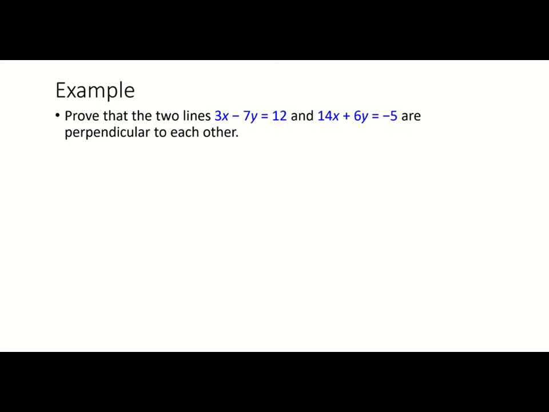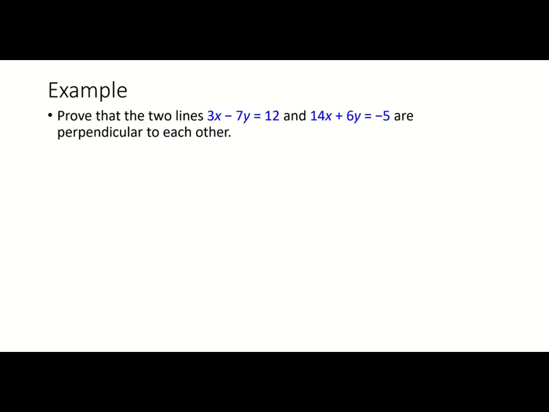All right, so the last thing we are going to do on this PowerPoint is prove that the two lines 3x minus 7y equals 12 and 14x plus 6y equals -5 are perpendicular to each other. So remember, if they're perpendicular, their slopes are opposites and reciprocals. So the first thing we need to do is find the slope of each line. Remember, if it's in standard form, you cannot find the slope of your line. You have to put it into slope-intercept form.